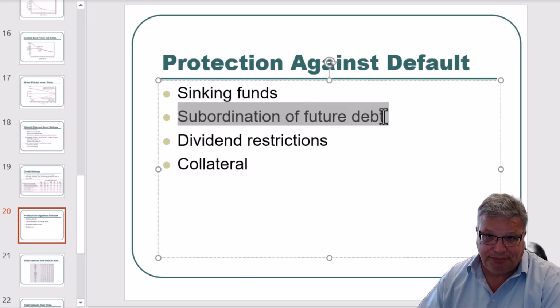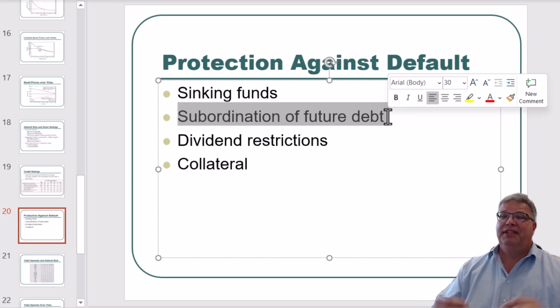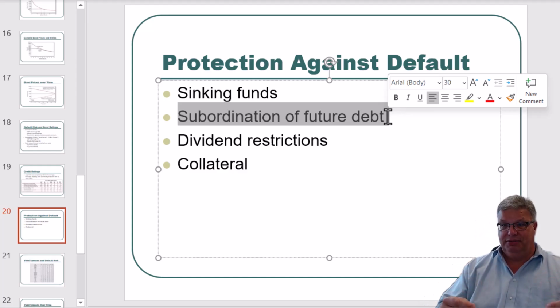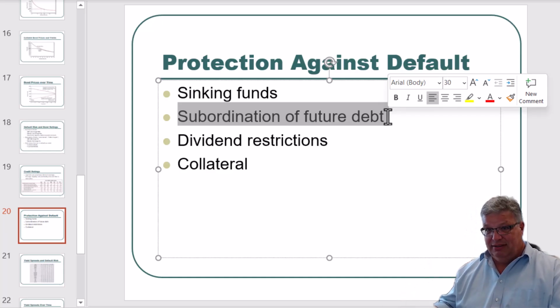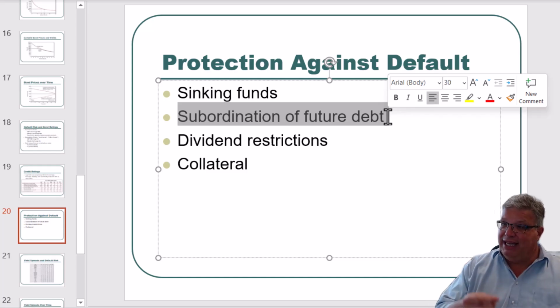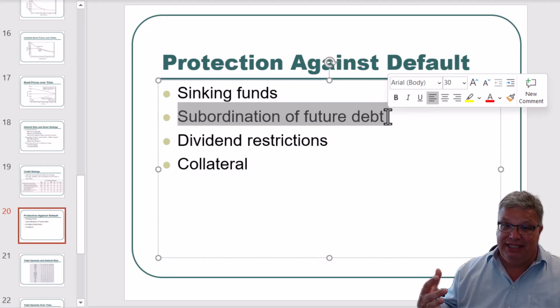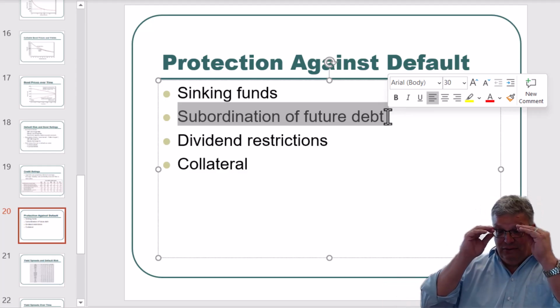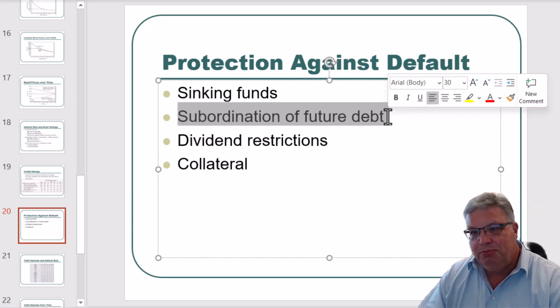Subordination of future debt. That basically means if a company sells bonds, then at some point in the future they decide to sell more bonds, the original bonds can say any bonds you sell after my bond are going to have to wait in line behind me when you go into default or when we go into bankruptcy. I have to get paid before they get paid. Sometimes we call that senior debt. So there's a seniority status of who gets paid first in the event of bankruptcy. That can be laid out when those bonds are set up.